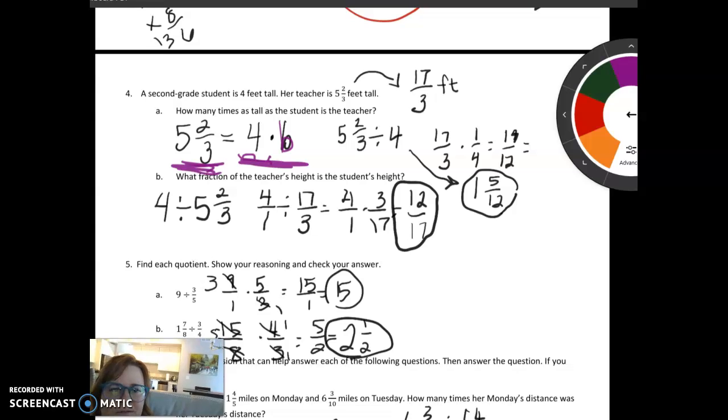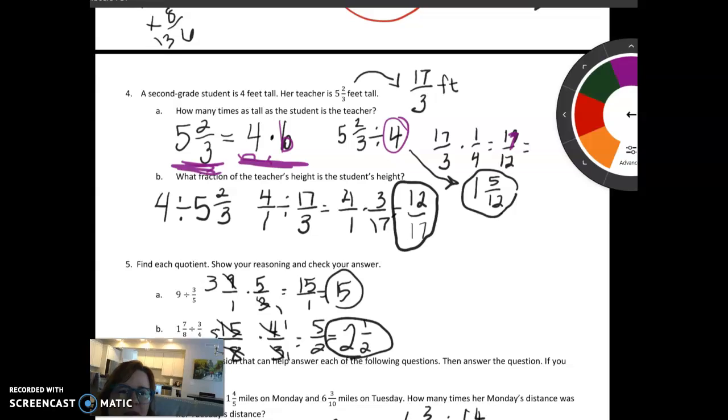And 5 2/3 as a mixed number is 17/3 as an improper fraction. And then I'm multiplying by the reciprocal of 4, which is 1/4. And I'm left with 17/3 times 1/4, and that equals 17/12, which is 1 and 5/12.